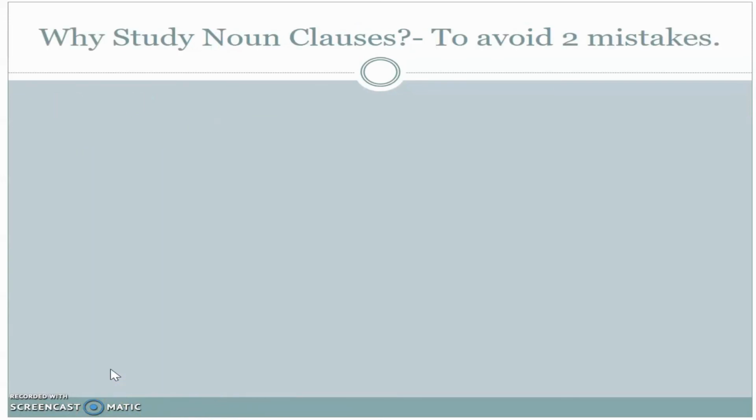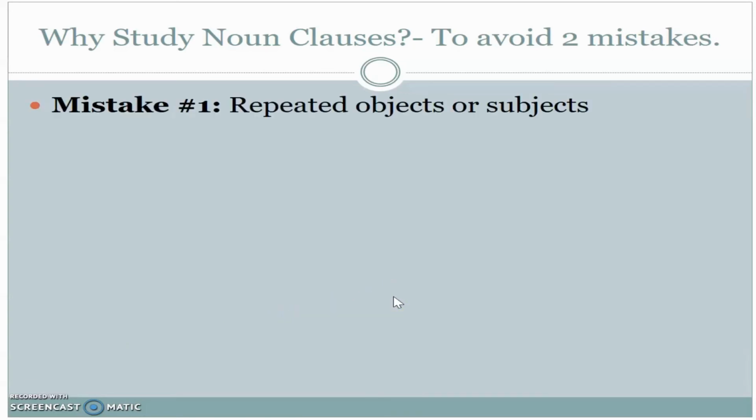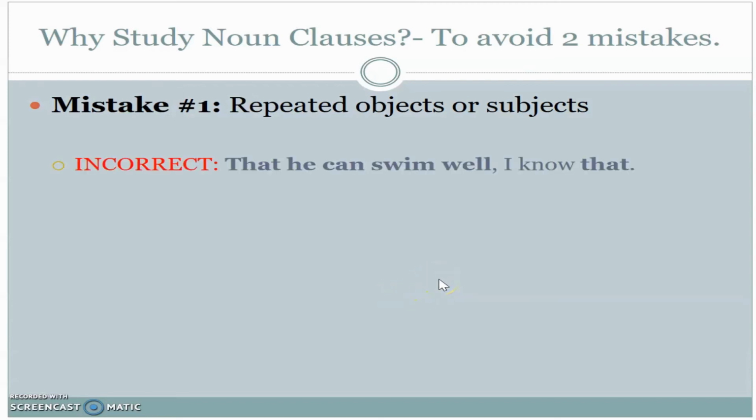Why study noun clauses? Well, to avoid several mistakes. Let's talk about the first common mistake. You make a sentence and you tend to repeat your objects or subjects. For example, that he can swim well, I know that. Well, that is incorrect because now you're repeating this dependent clause by replacing it with that. So instead, you can just say, I know that he can swim well.